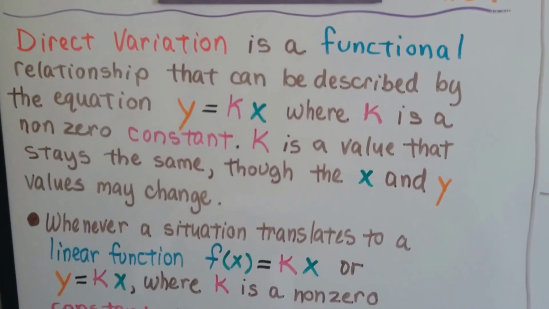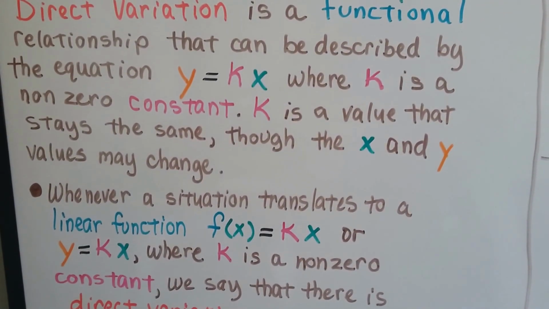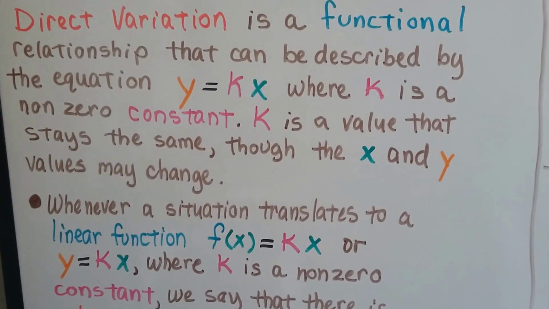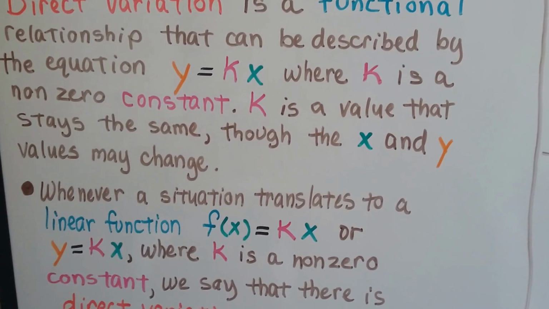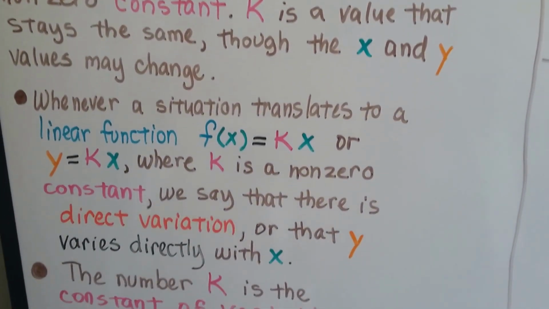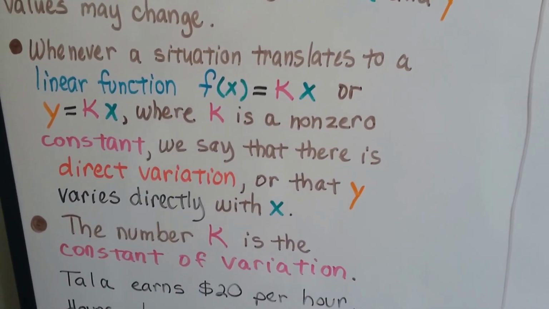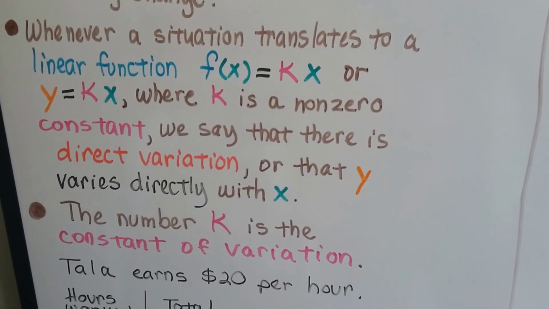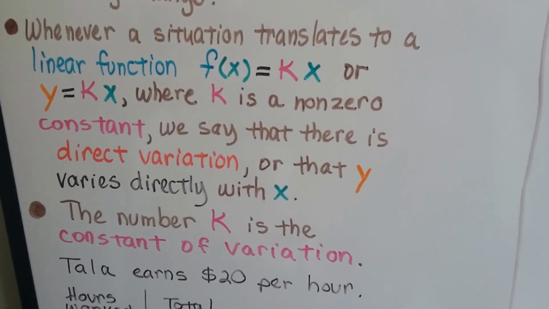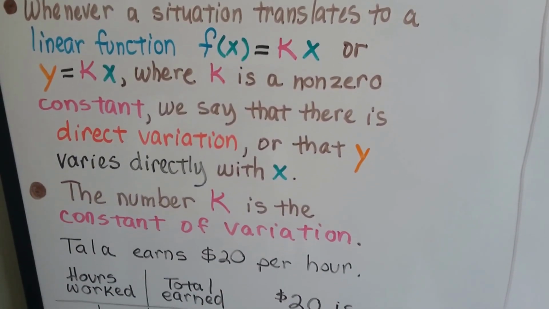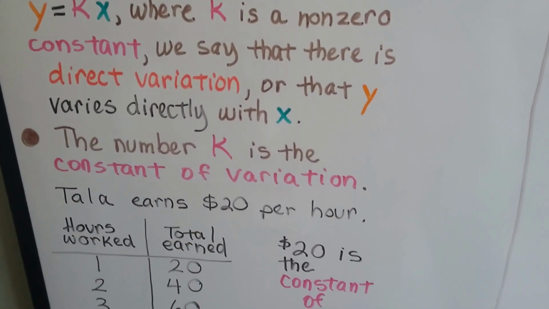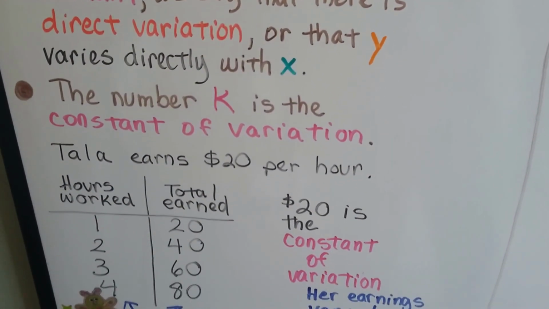Direct variation is a functional relationship that can be described by the equation y equals k times x, when k is a non-zero constant. It can't be zero. And k is a value that stays the same, though the x and y values may change. Whenever a situation translates to a linear function, the function of x equals k times x, or y equals k times x, same thing, where k is a non-zero constant, we say there's a direct variation, or that y varies directly with x. The number k is the constant of variation.